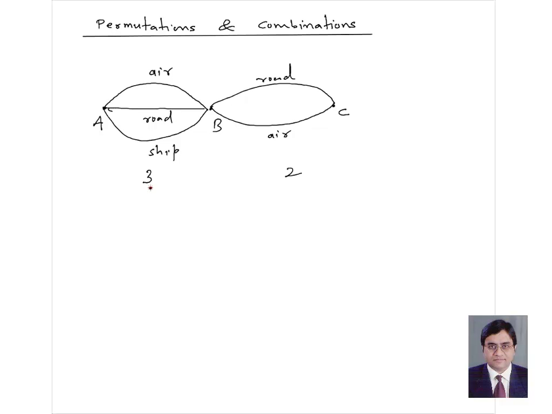If one task is done in certain number of ways, and if the other task is done in certain number of ways, and the two tasks are independent of each other, nobody is putting a condition that if you travel by road, then you will have to travel by road. No such condition. So if the two tasks are done in certain number of ways, and if they are independent of each other, then the total number of ways of doing the whole job, which comprises of these two tasks, is obtained by multiplying the two. 3 into 2. Going from A to B and going from B to C, these are independent activities.